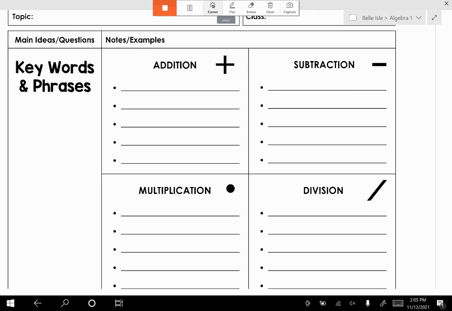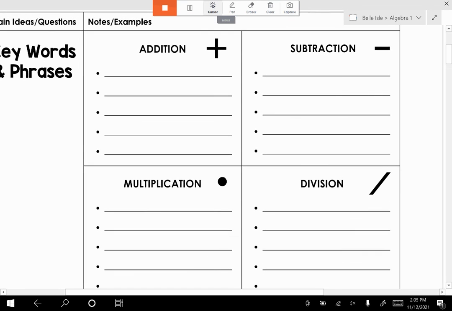So keywords for addition. Please raise your hand. Some. Okay. When working with addition, one keyword is "some." Give me another one, Nicholas.